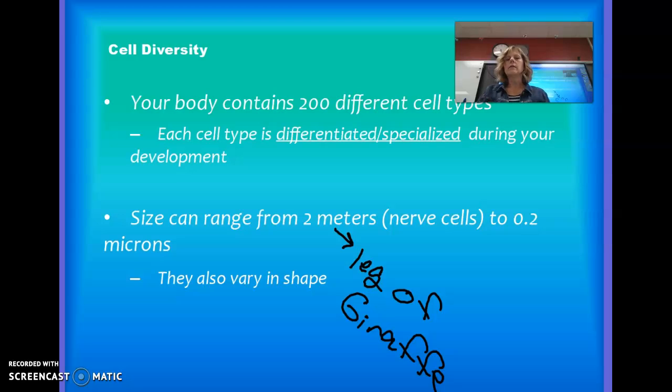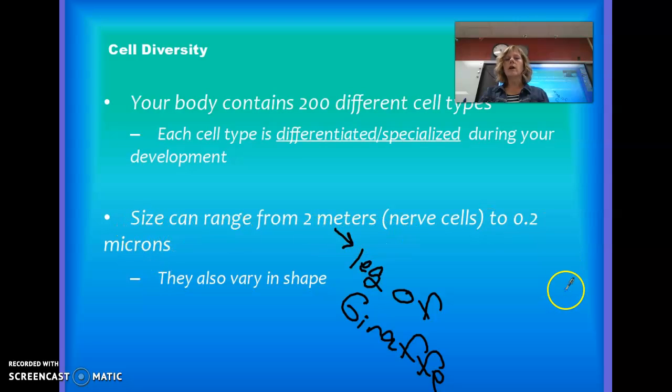Each cell is specialized, or we say differentiated, during stages of development. In the very beginning, a fertilized egg, the cells begin to divide, and in those early stages, that mass of cells are all identical. There's no differentiation. But very early on, differentiation begins to form.